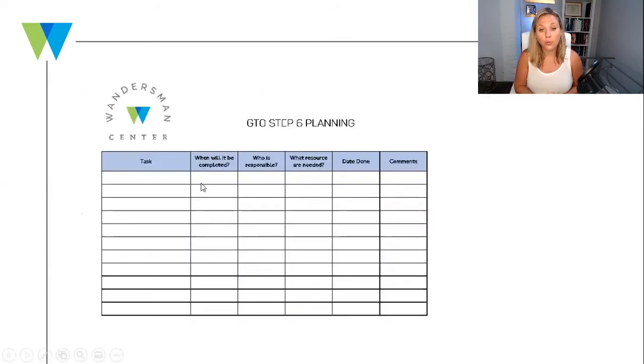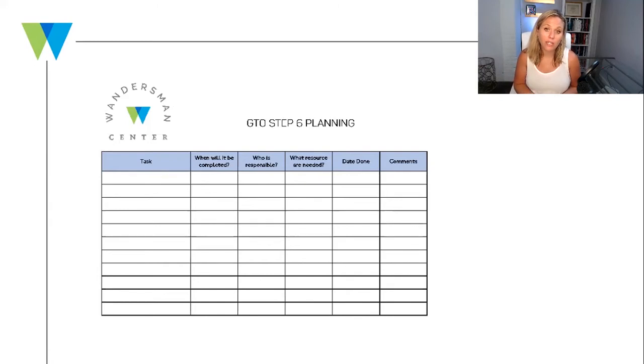I've created a tool that is connected to this TA Academy. You could click the button below, under this video, that says download this tool. And it's a basic table, but what it is, you list every single task that is needed, when that will be completed by, so what's the timeline, a very specific person responsible for completing that task, what resources are needed.